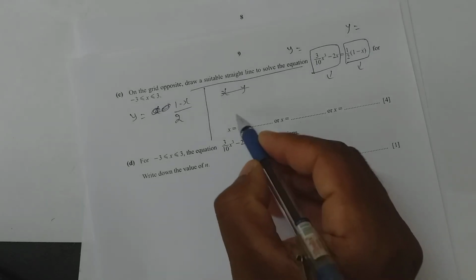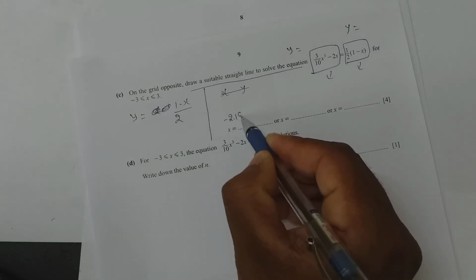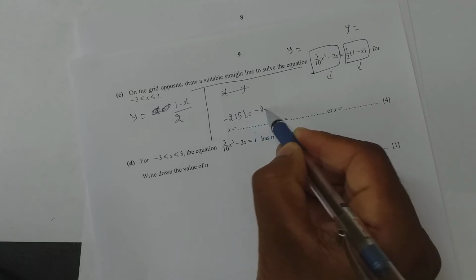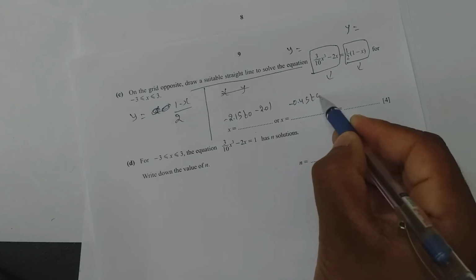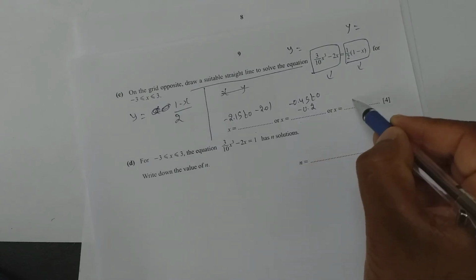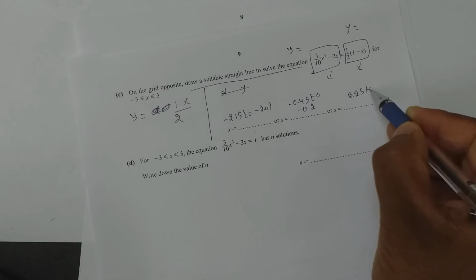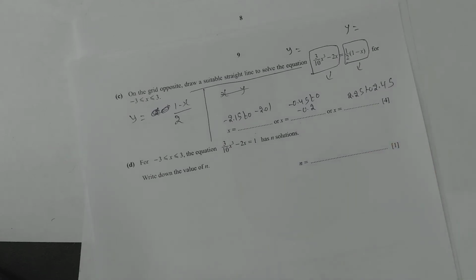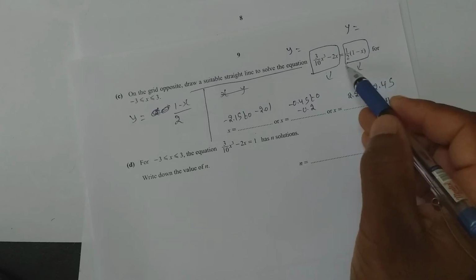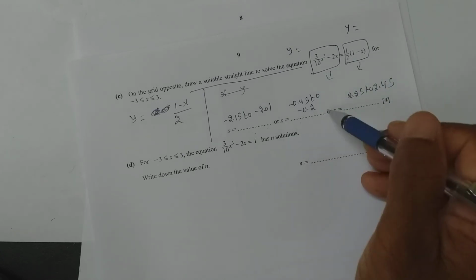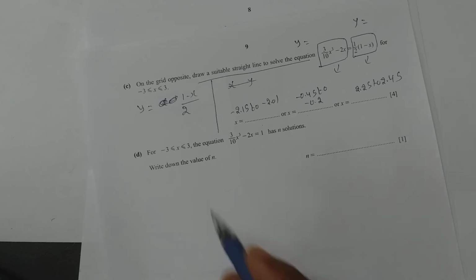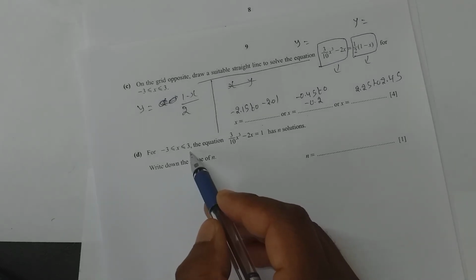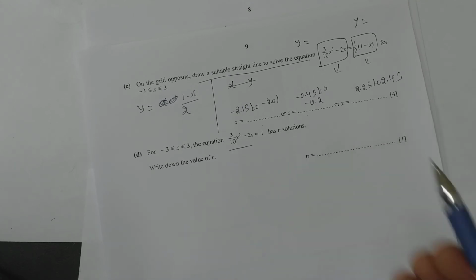So you should get one x value between -2.15 and -2.01, another x value between -0.45 and -0.2, and the other x value between 2.25 and 2.45. You draw this curve and this line, they meet at 3 places. Those x values should lie in these ranges. That's it. Next, for -3 less than or equal to x less than or equal to 3, this equal to this has n solutions, write the value of n.